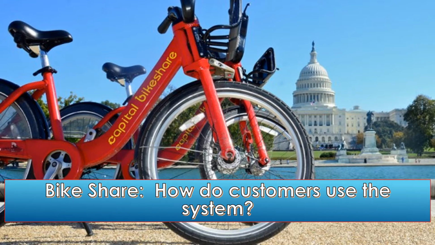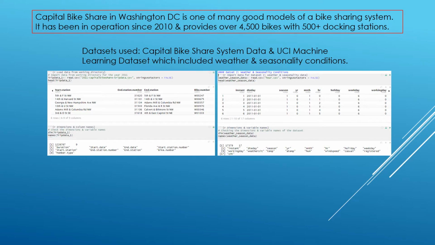The datasets I chose were from the Capital Bike Share System database and one found on UCI Machine Learning Repository. The Capital Bike Share data is gathered on how the bikes are used per trip. It has details on the start and end station, time of day, duration of the trip, and if the user is regular or a casual user.